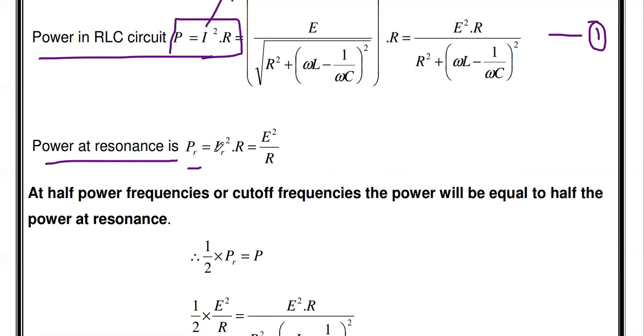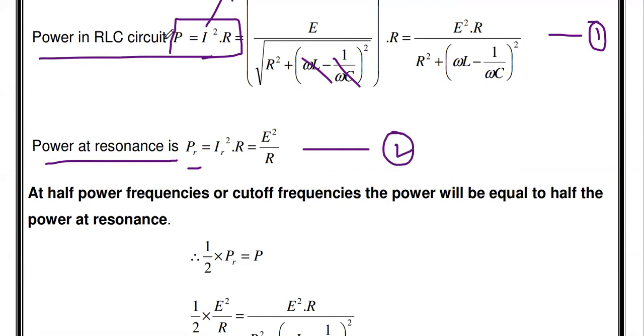So at the resonance condition, omega L and omega C cancel. That's why at that condition, the current I is reduced to E by R. So E by R the whole square into R can be reduced to E squared divided by R. Consider this as equation number 2.